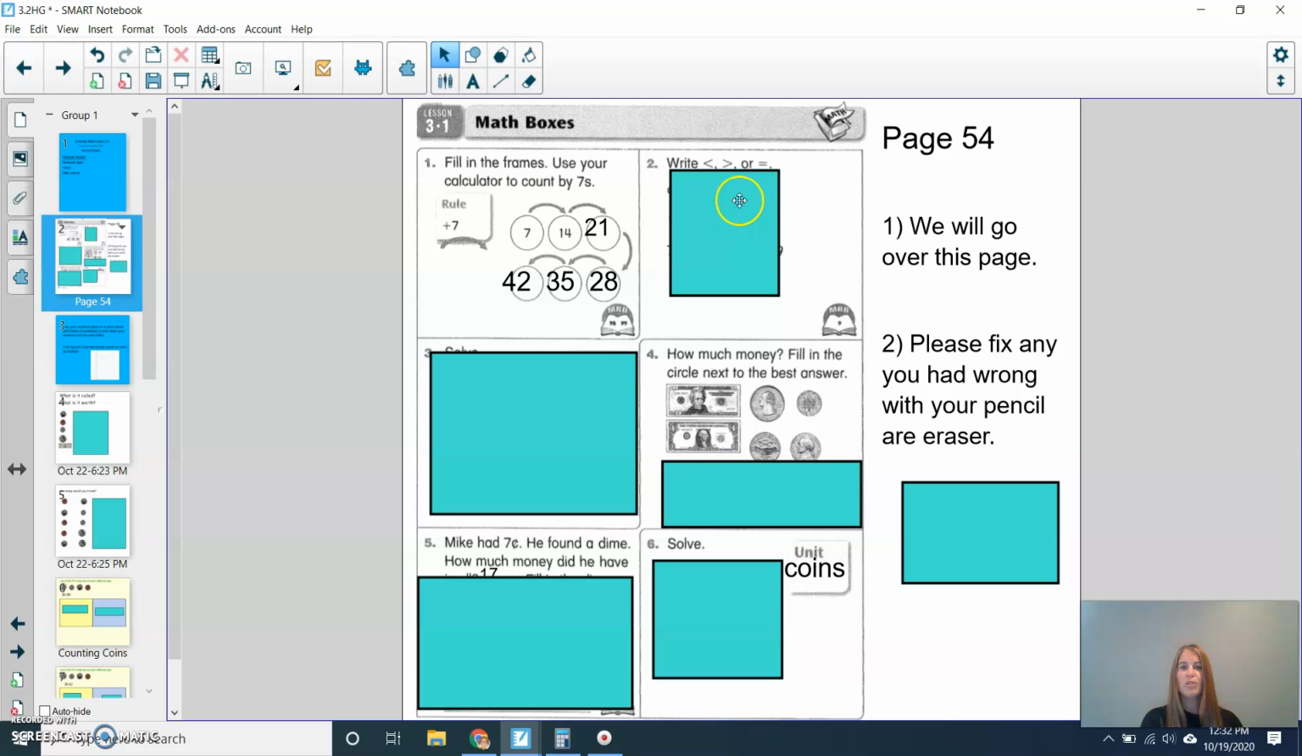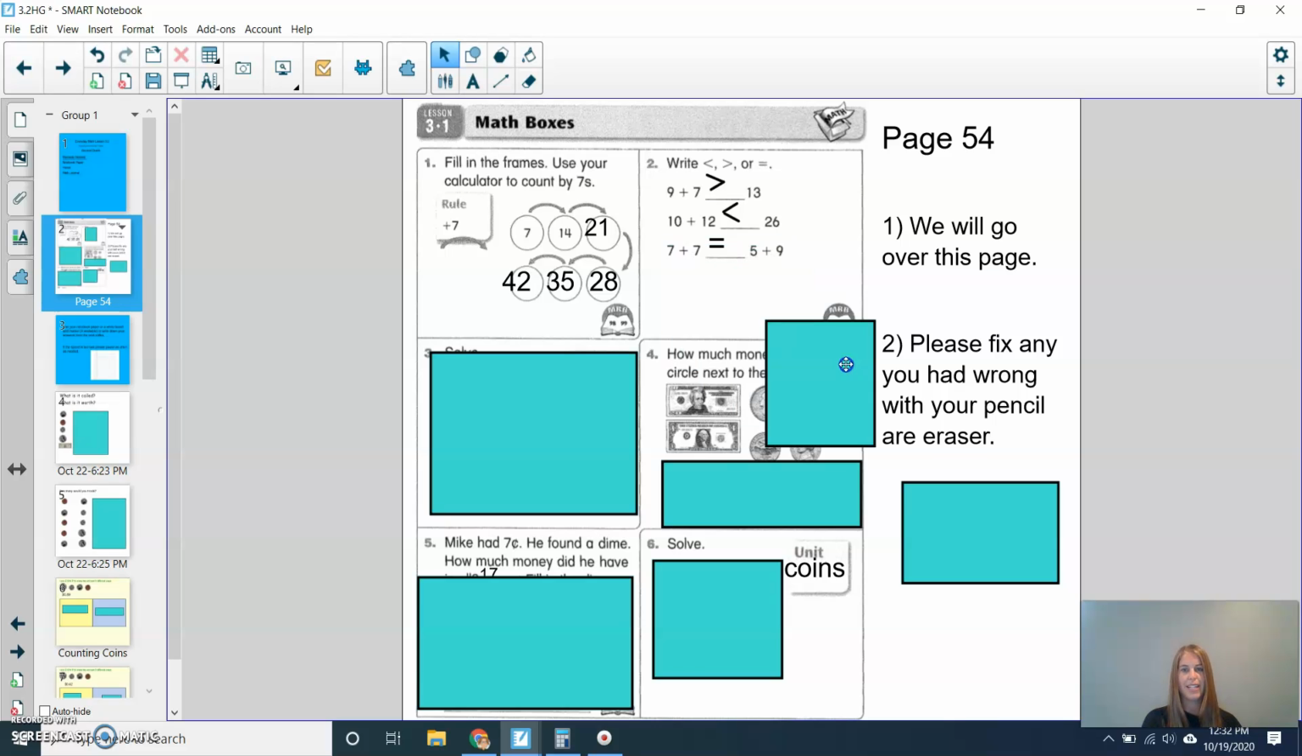For question number two, use less than, greater than, or equal to. So I know that 9 plus 7 is 16, which is greater than 13. I know 10 plus 12 is 22, which is less than 26. And I know 7 plus 7 is 14, which is also equal to 5 plus 9 being 14.